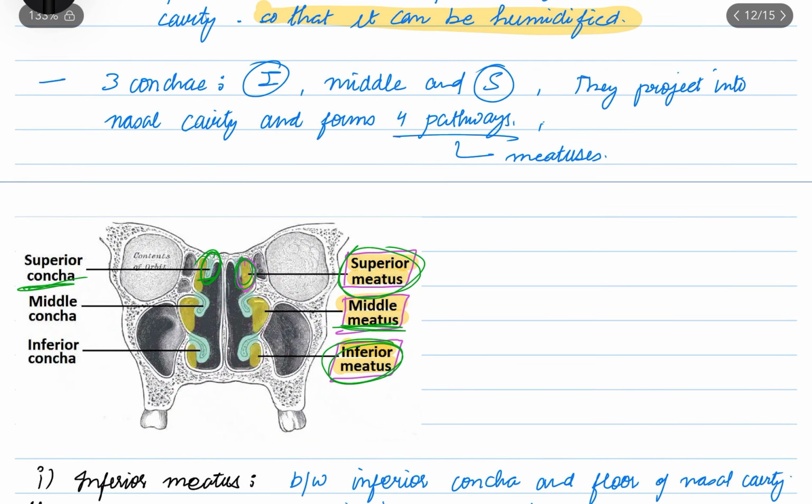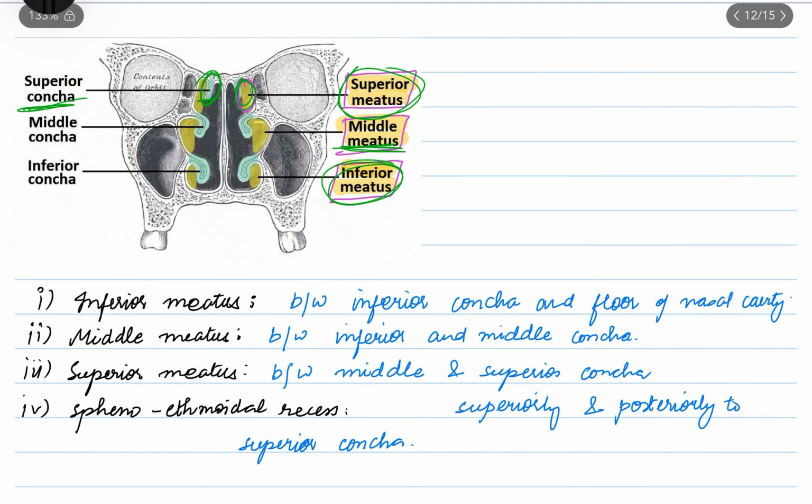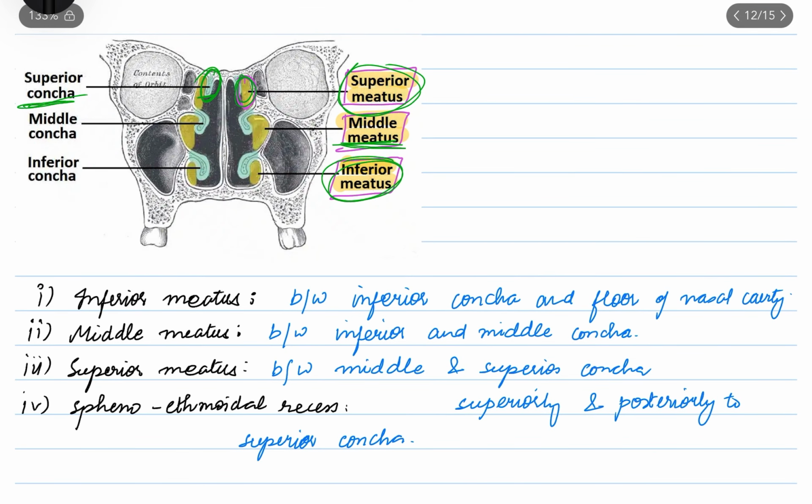So let's talk about the four pathways, the meatuses: the inferior meatus, middle meatus, superior meatus, and sphenoethmoidal recess. I'll remove the marked areas. The one marked here is the superior meatus, the middle meatus, and the inferior meatus. The sphenoethmoidal recess is not shown here.